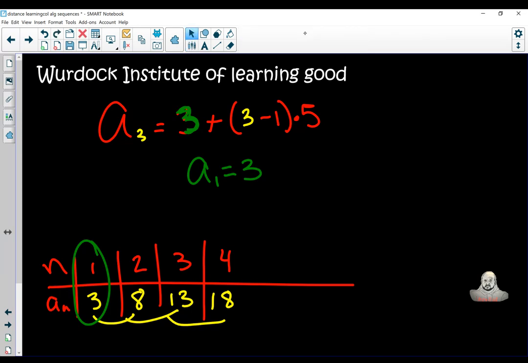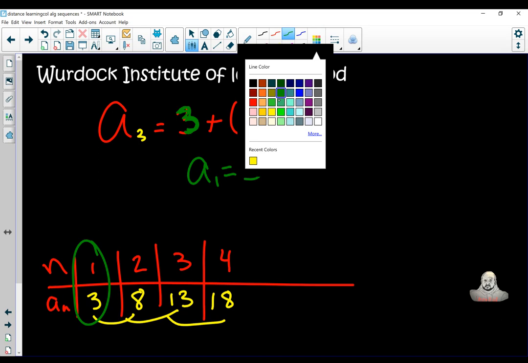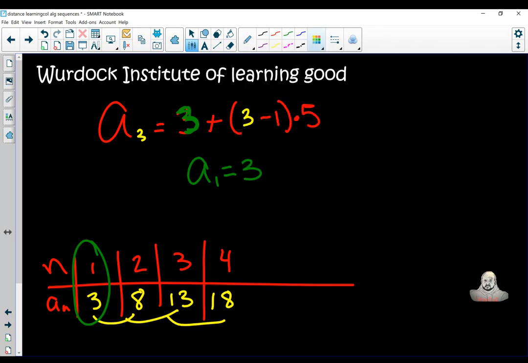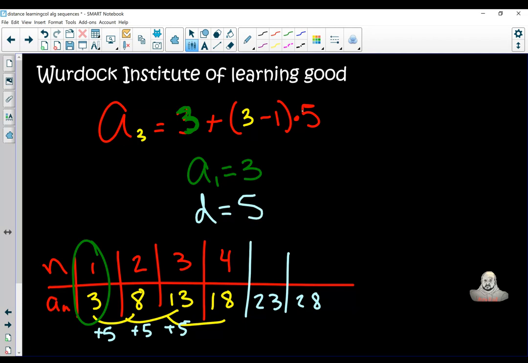The other thing we're going to notice, maybe I'll use sky blue this time, that what you're adding each time, plus 5, plus 5, plus 5, etc., makes 23, and so on and so forth. That's what's called the constant difference. The constant difference for this situation is 5, and that's staring at you right here. Constant difference for this example is 5.